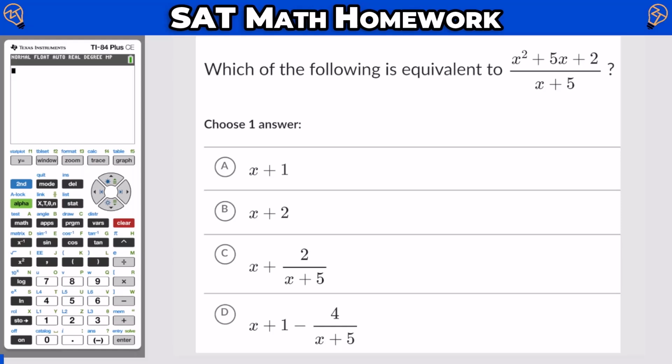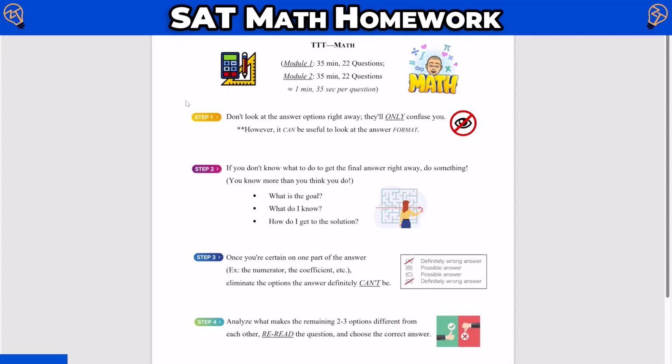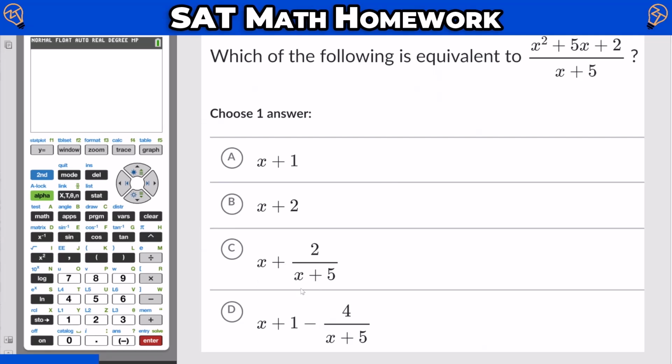So for a question like this, my first instinct is, let's go ahead and factor that numerator, and then I notice it's not factorable. Okay, so instead of that, I might then implement our tip of, even though it says don't look at the answer options right away, they'll only confuse you, which is true, it can be useful to look at the answer format to get an idea of the direction we should be going. And notice specifically options C and D, it looks like this is kind of like a remainder at the end. So then I think, okay, let's go ahead and do long division.